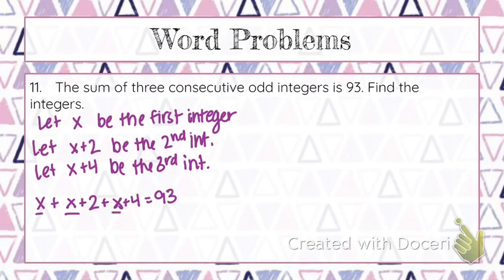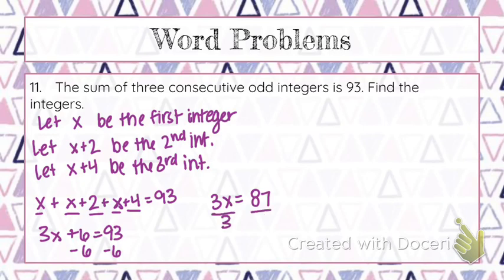So we're going to combine like terms, and we get 3x plus 6 equals 93. Subtract 6 from both sides, and we will get 3x equals 87. Divide both sides by 3, and we are going to get that x equals 29. Now, that's not our final answer, okay? We need to find all 3 integers. So if the first one is x, then that means it's 29. The next one is x plus 2, so that'll be 31, and the next one is x plus 4. That gives us 33.